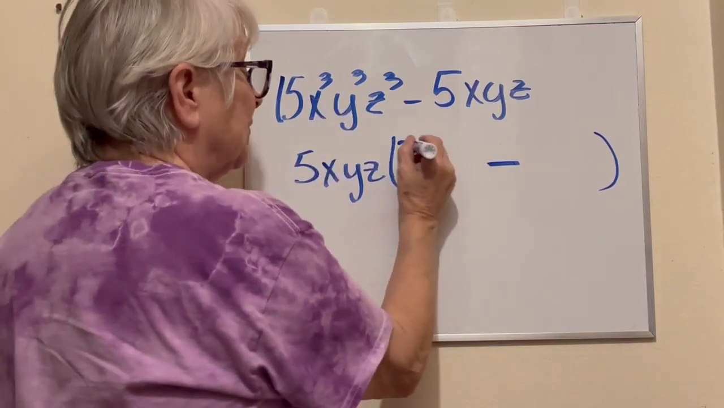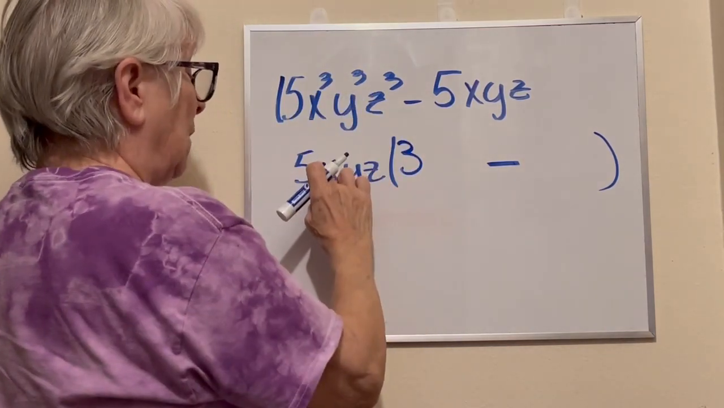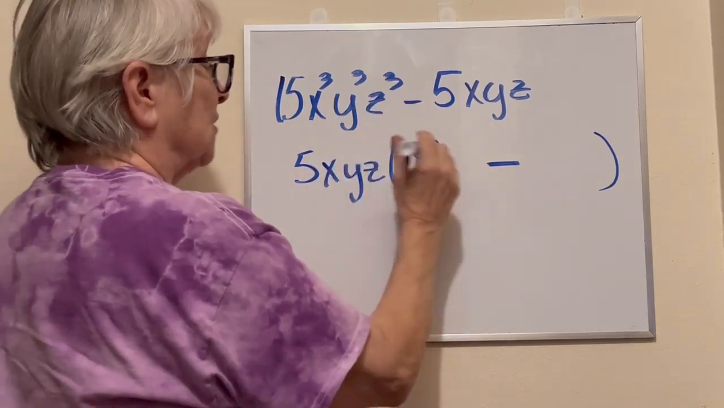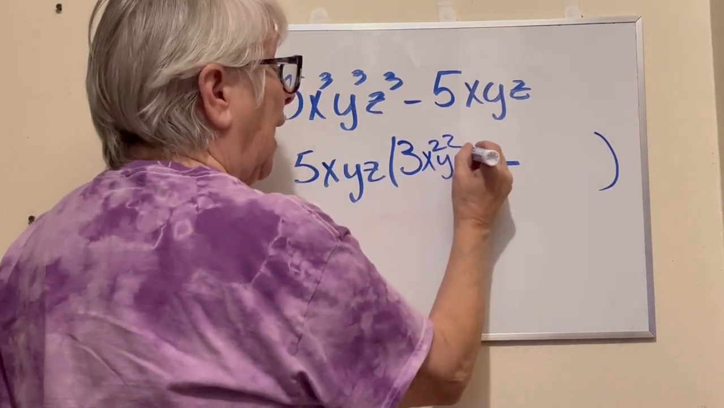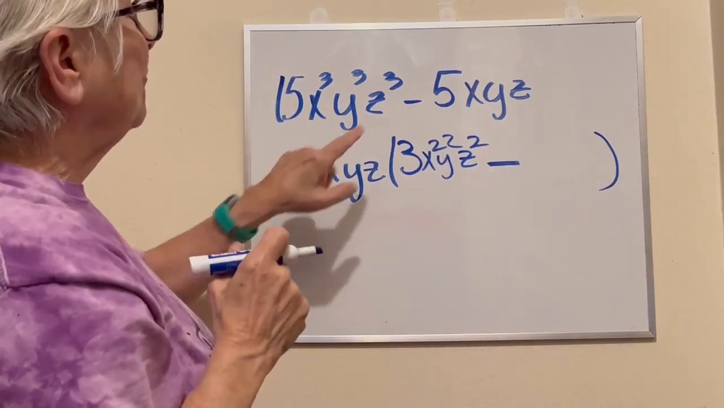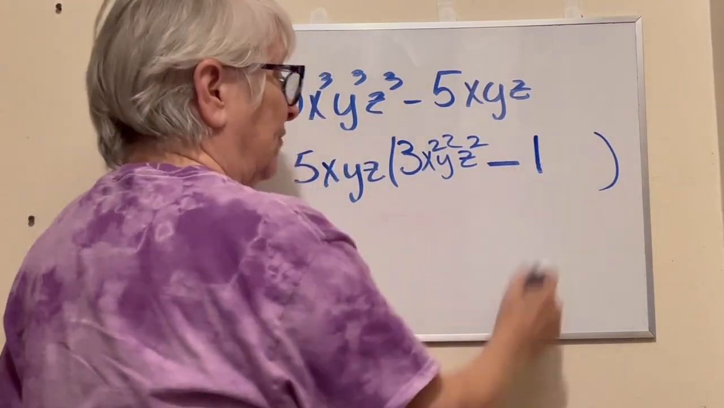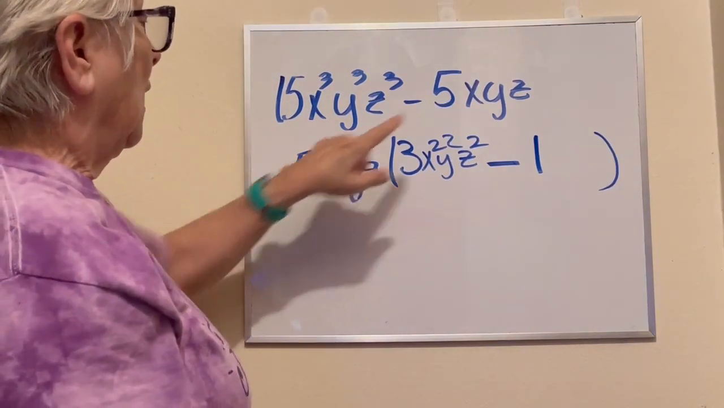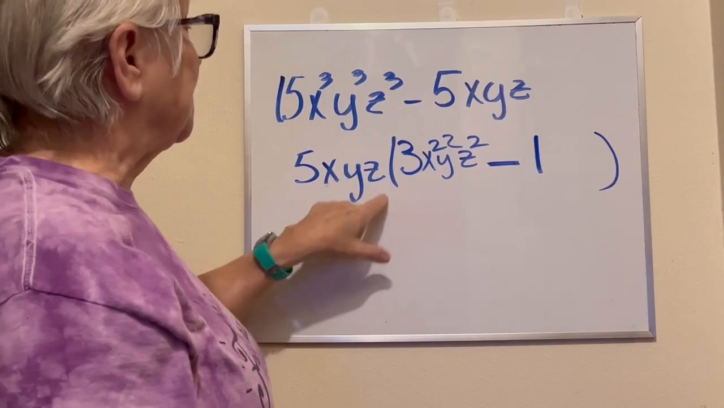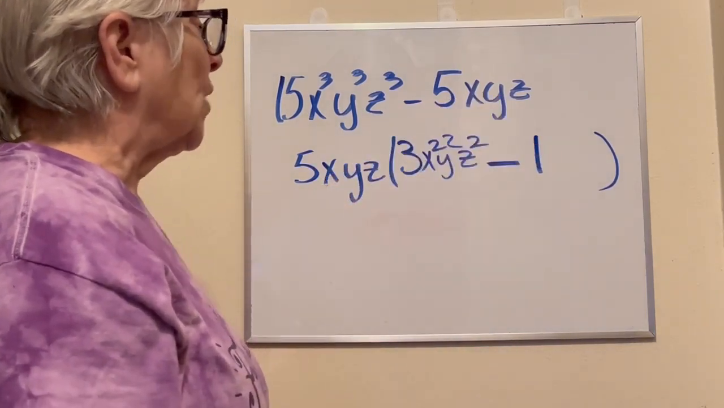5 times 3 is 15, and 3 minus 1 is x squared, 3 minus 1 is y squared, and 3 minus 1 is z squared. 5 times 1 is 5. No x's, no y's, no z's. We've got an xyz, and it's an xyz.